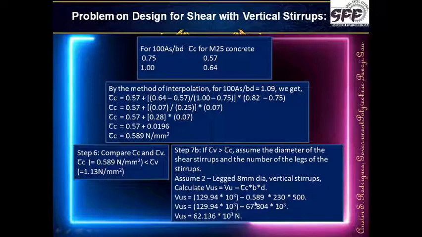Please note, this value obtained over here is the value of tau c BD. So this much force can be resisted by the concrete beam due to its own mechanism. So that is 67.804 into 10 raised to 3. So in order to make up to 129.94 into 10 raised to 3, 62.136 into 10 raised to 3 has to be taken care of by the stirrups.